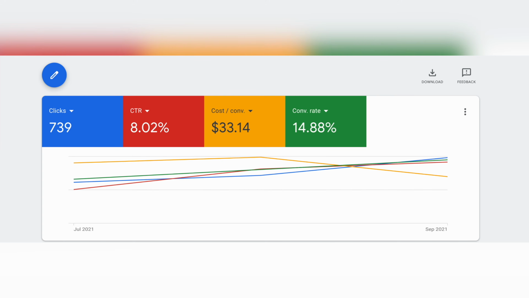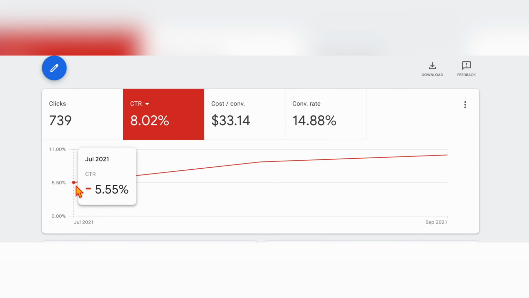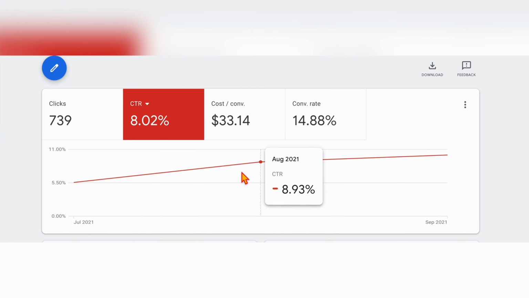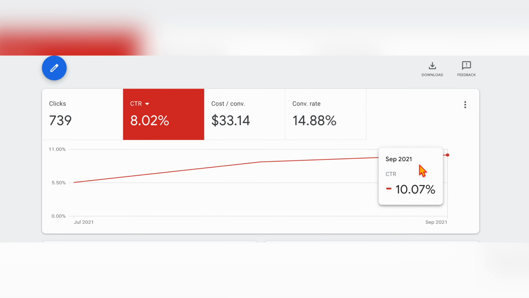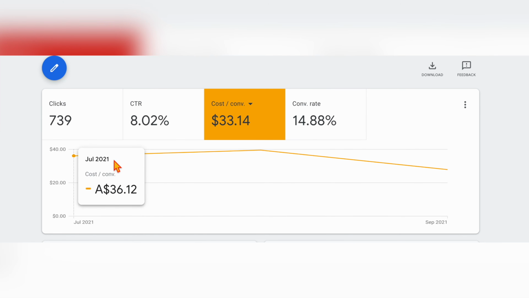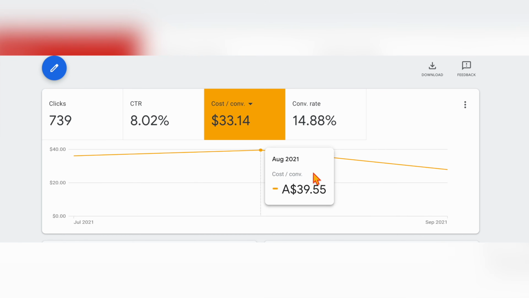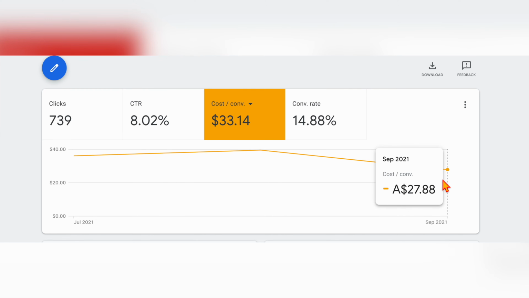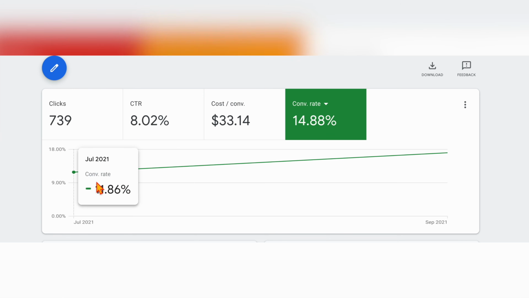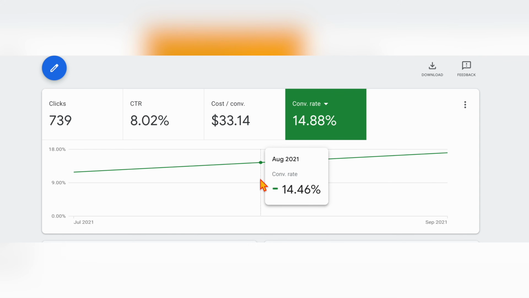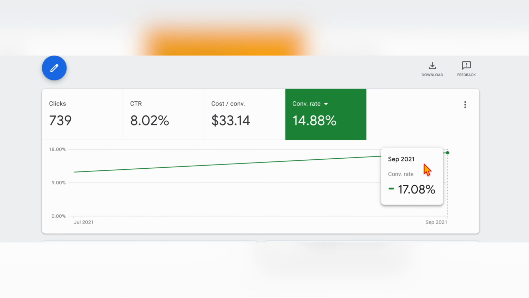What I'm showing you right now is the first 3 months of that successful campaign that had a positive result after the initial learning phase. And you can see through here that from July, where we had that click-through ratio of 5.5%, we were able to increase that to 8.93% in August, and then increase that even further to above 10% in September. And also with our cost per conversion, throughout July and August, this stayed the same. There was a slight increase from $36 to $39, but then in that third month, we got it below that $30 mark at $27. And the whole time we were able to see an increase in that conversion rate from initially being at 11.86% up to 14.46%, and then even going up to over 17%.